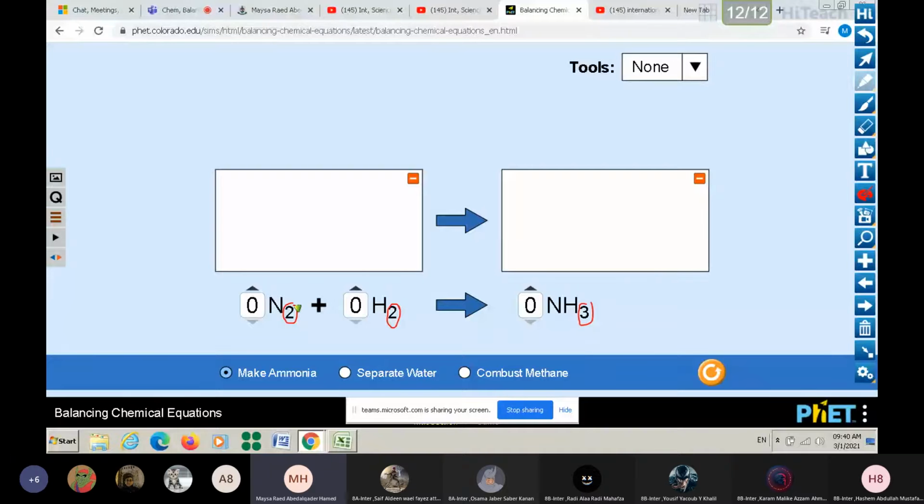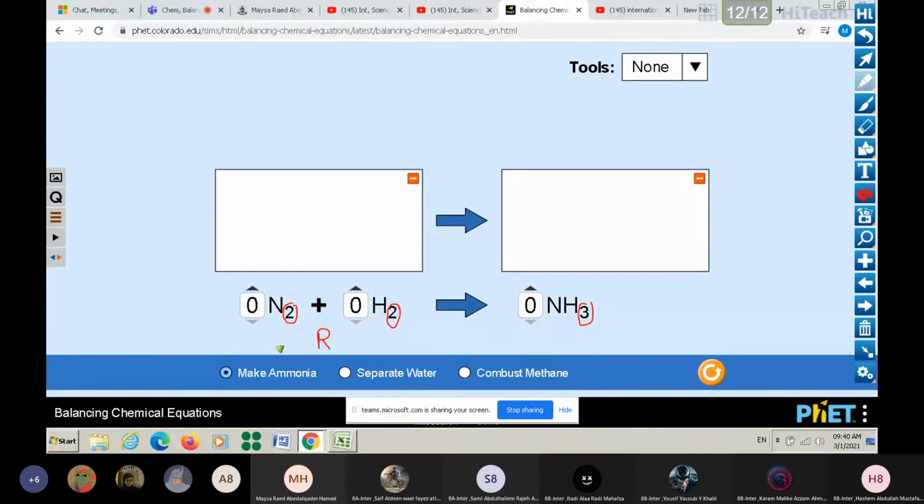From this subscript, what can you tell us? The number of atoms. Thank you, Osama. From this equation, how many nitrogen atoms can you see in the reactant? I'm talking about the reactants, before the arrow. How many nitrogen atoms can you see, Osama? Two. They are 2, thank you.